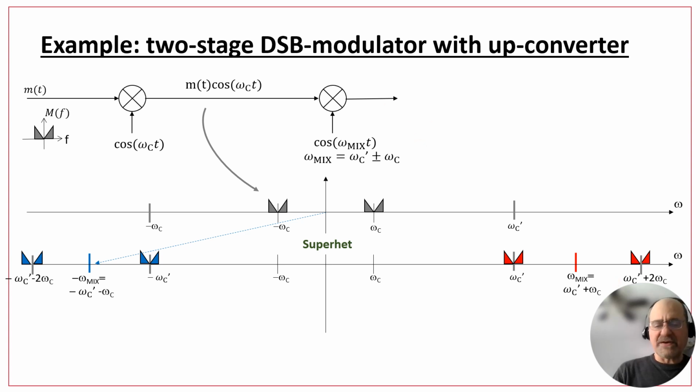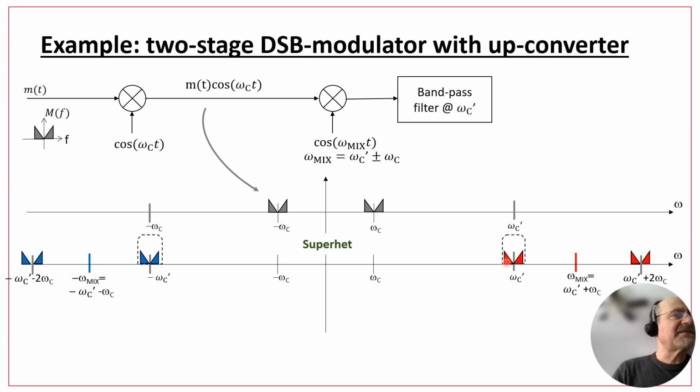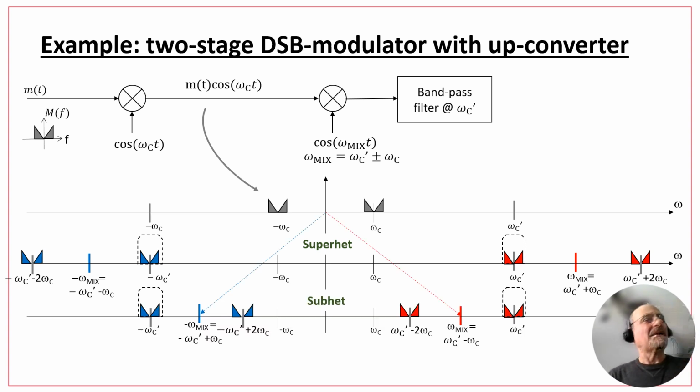Now these two terms contain the desired up-converted DSB signal, but we need to get rid of this one. So for that, we're going to need a filter. That's what this filter does. The bandpass filter centered at omega C prime will get rid of the high frequency component and leave you with a DSB signal modulated at omega C prime.